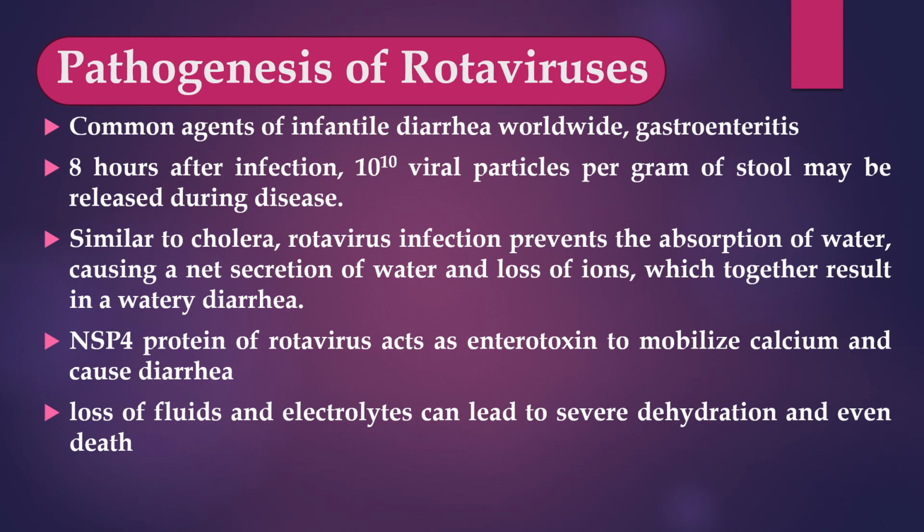Pathogenesis of rotaviruses. Rotaviruses are common agents of infantile diarrhea worldwide. The rotaviruses are a large group of gastroenteritis causing viruses infecting many different mammals and birds. The rotavirus can survive the acidic environment in a buffered stomach or in a stomach after a meal and is converted to the ISVP by proteases.